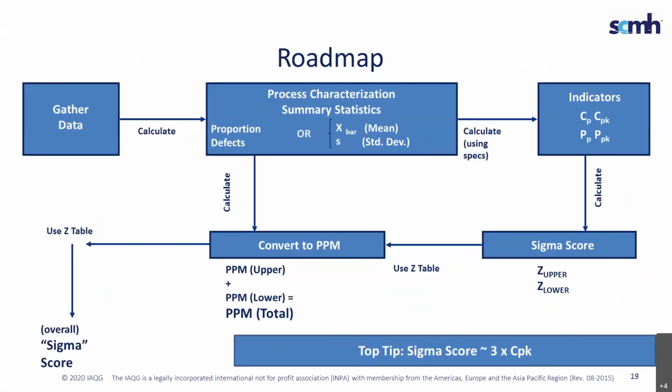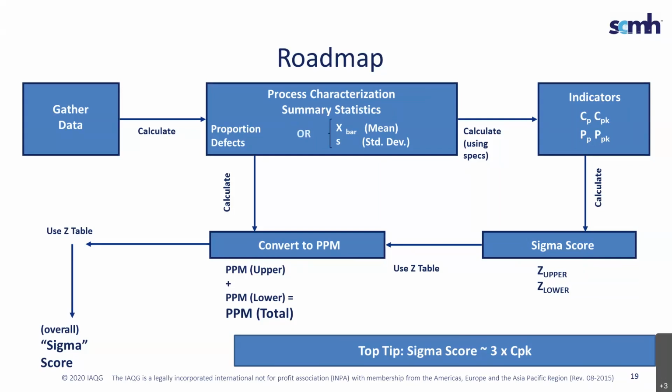All right, now, here's a general roadmap. We already kind of talked about this, but if I'm gathering data, the first thing I'm going to ask is, is it attribute or variable? If it's attribute, I can calculate that PPM number. If it's variable, I start looking at the means and standard deviations, and I can calculate the CPs and PPKs. But again, I can convert that into a sigma score, which can be converted into PPMs or DPMO and a Z-table. So again, just a little roadmap of what we just mentioned, but they all come together when it comes to either PPMs, DPMOs, and the sigma score.